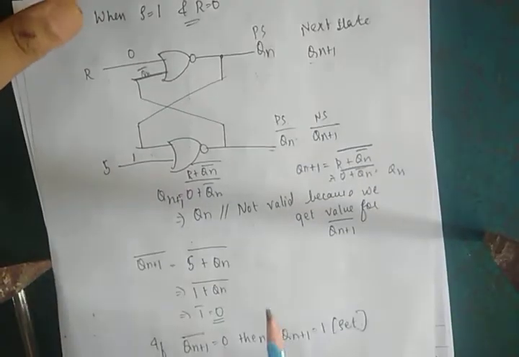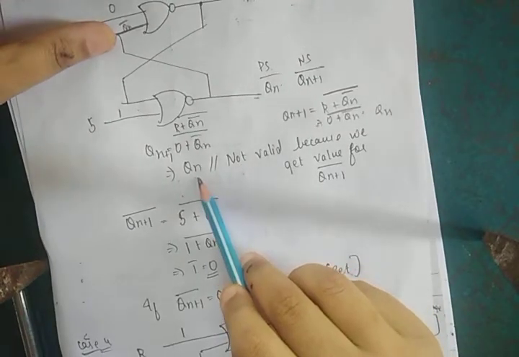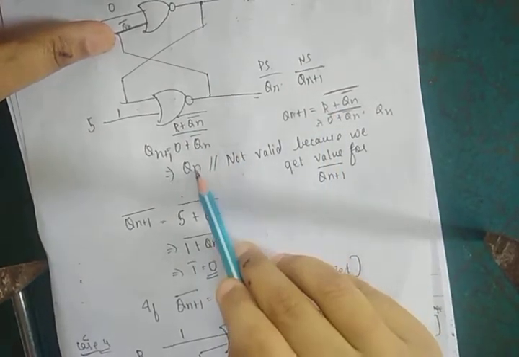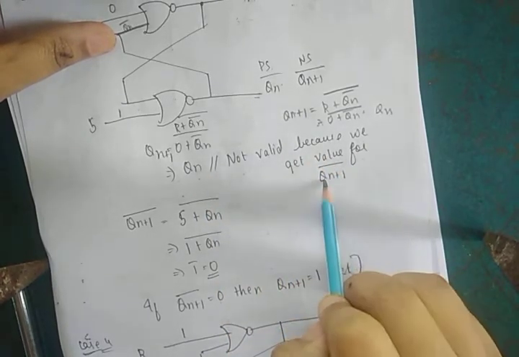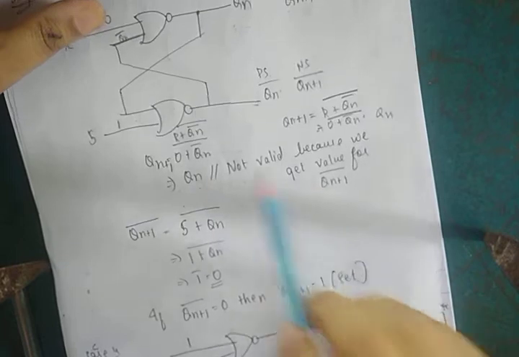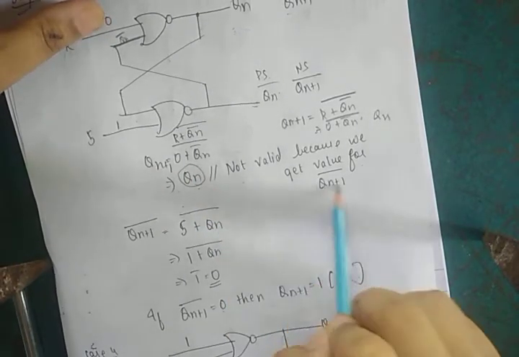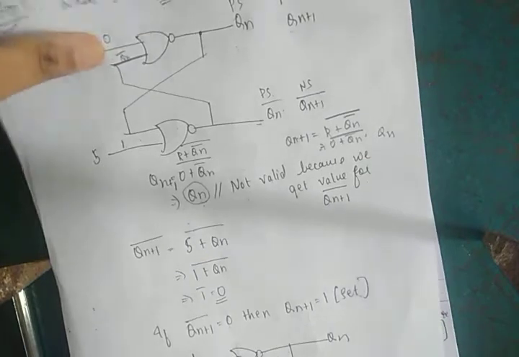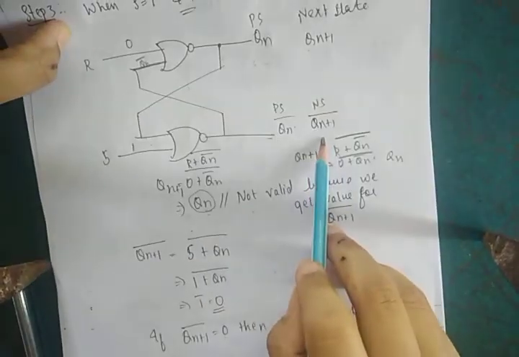No doubt here I have got Qn. Since I have got here Qn, it is not valid because we get the value for Qn plus 1 bar. That is what here I have got the Qn. It is not valid because we'll get the value for another one. For example, see here. Now I'll go with Qn bar.